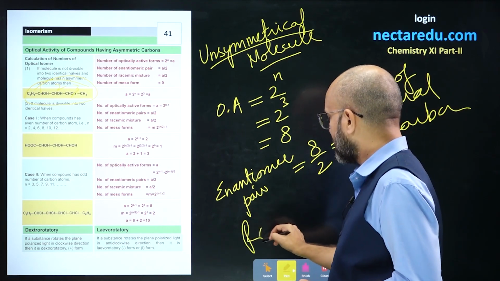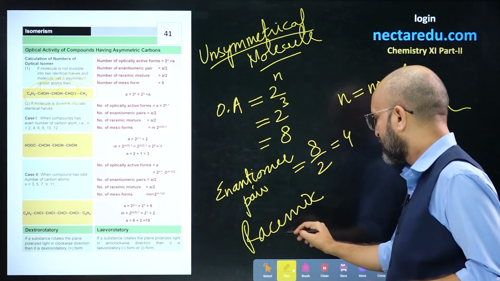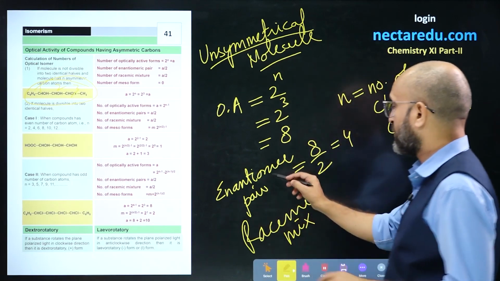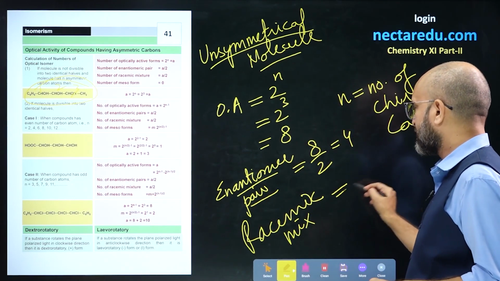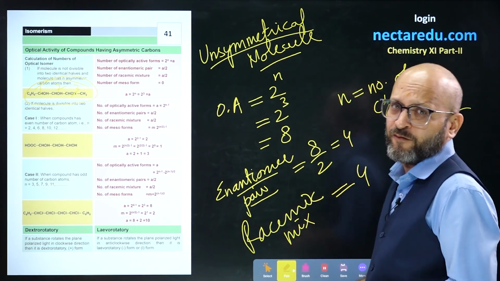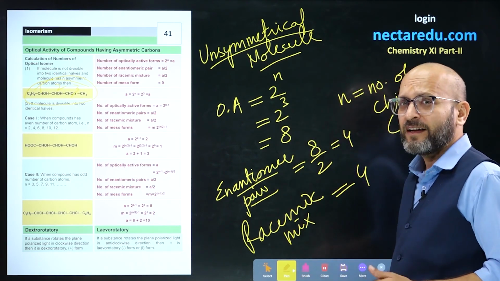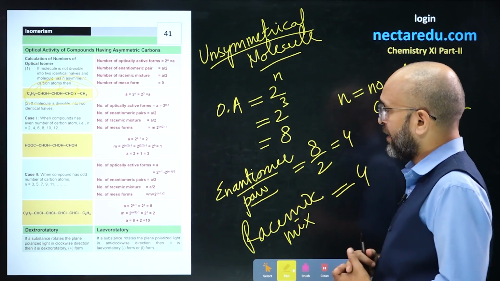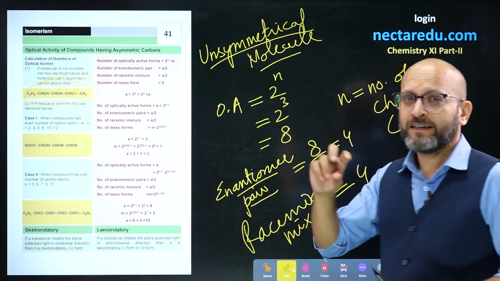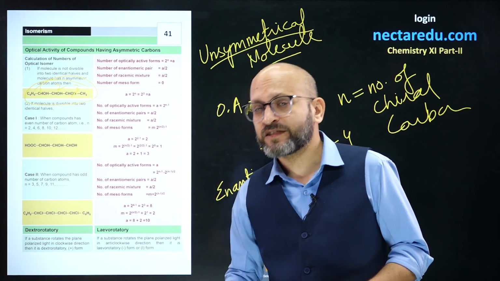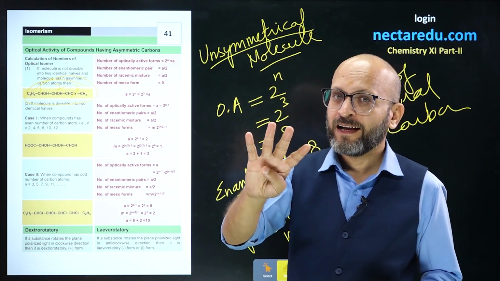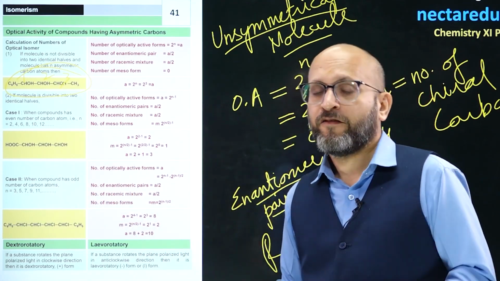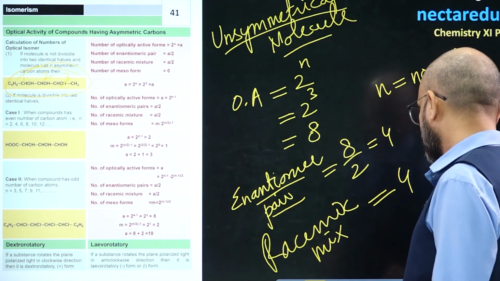If somebody asks you about racemic mixtures, one pair forms one racemic mixture, so the total number of pairs is 4, and the number of racemic mixtures we get is 4. That is how we calculate optically active, optically inactive and racemic mixtures. The enantiomer pairs also you can get from there, because if we have a total of 8 optically active isomers, the pairs will be 4 and each pair forms one racemic mixture, so total racemic mixtures will be 4. That is how you can calculate these values.